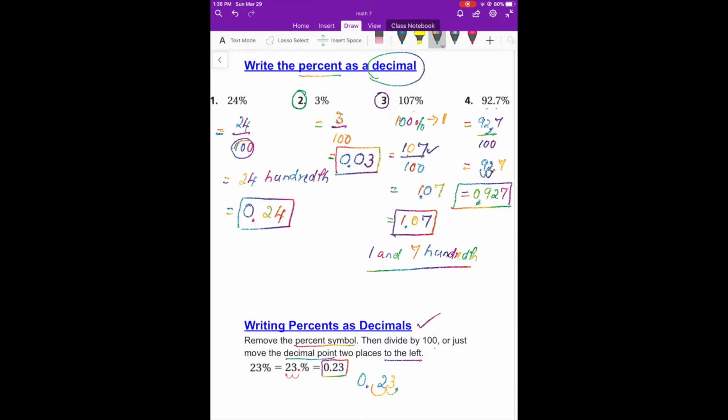So writing percent as decimals: remove the percent symbol, then divide by 100. Or just move the decimal point 2 places to the left. So now we know how to write percent as a decimal. You just need to move the decimal over twice to the left.